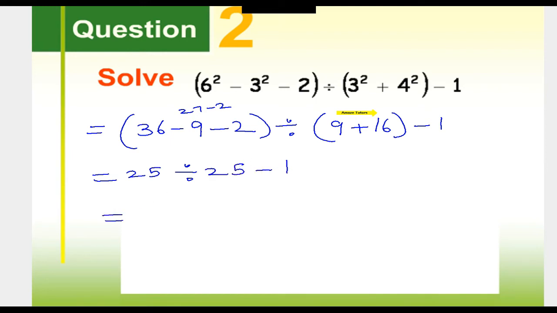Now what next? Division and subtraction. We will have to finish the division next. So now divide 25 by 25, which will give you 1. Take away 1. 0 is the final answer. I hope you understand. Isn't it that simple using PEMDAS?